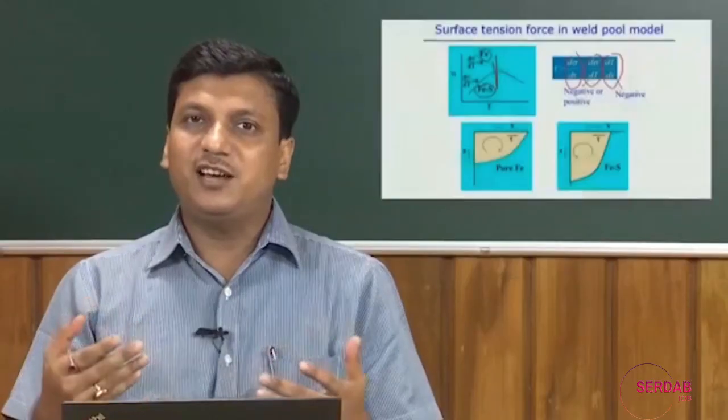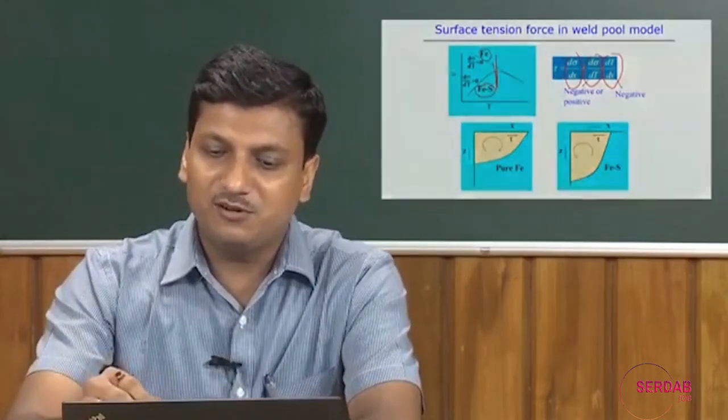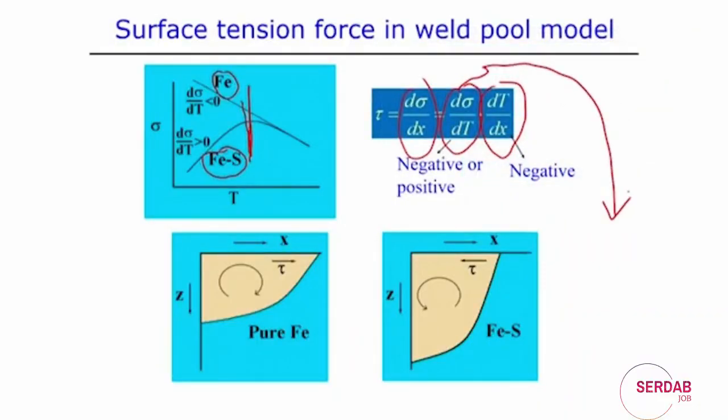That means their direction can change depending upon the value of the temperature coefficient of the surface tension, whether it is positive or negative. Depending upon this value, we can say the magnitude and the direction of the shear stress may change from positive to negative. So, here the shear stress is in this direction when the temperature coefficient of the surface tension is negative, and it is in the opposite direction when the coefficient of surface tension is positive. That means it corresponds to the APS system, that means presence of any surface active element.